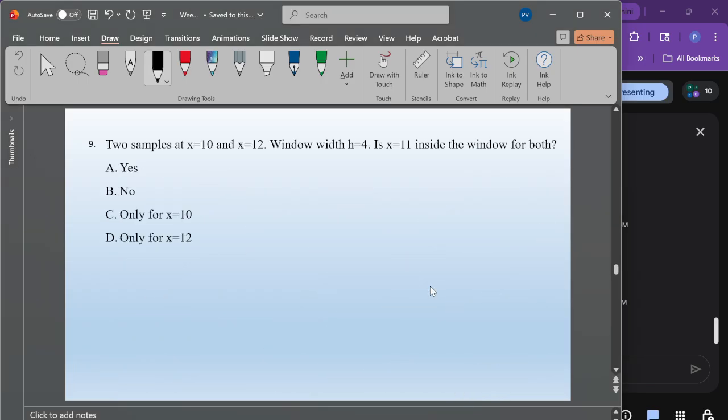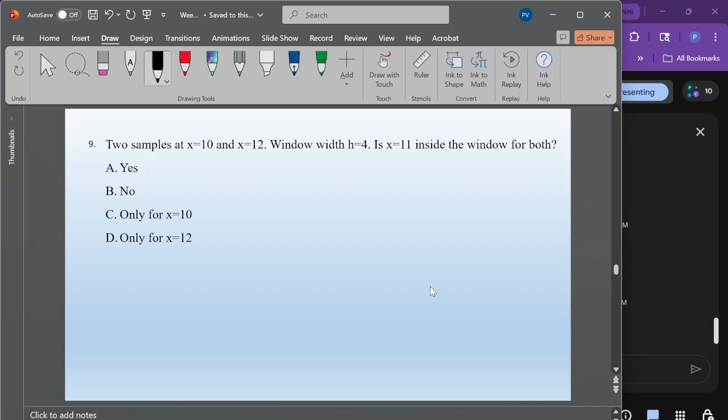So our next question is: two samples at x is equal to 10 and x is equal to 12, window with edge h is equal to 4 that is given. Is x is equal to 11 inside the window for both? The answer is in the form of yes, no, or only for x is equal to 10, or only for x is equal to 12.